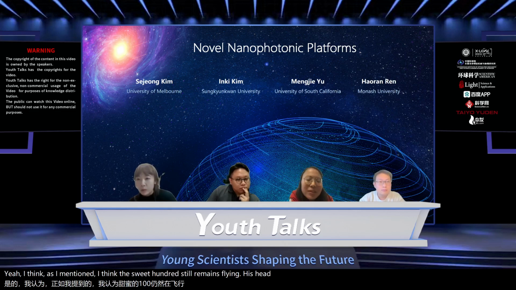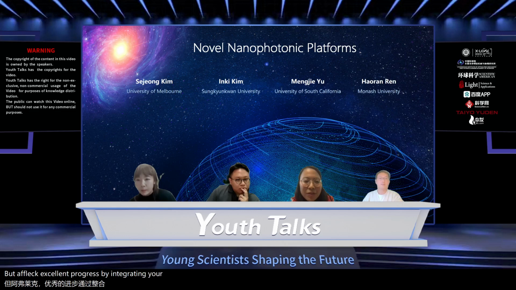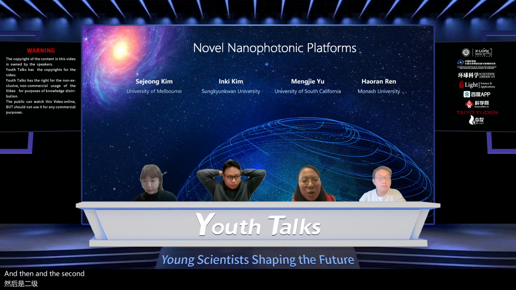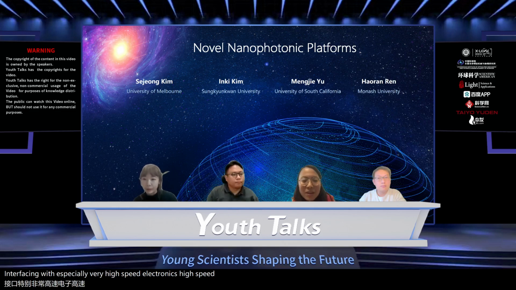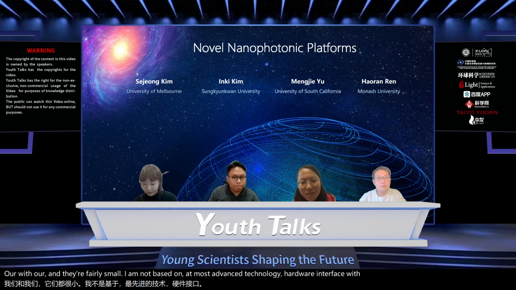One is heterogeneous integration between active and passive photonics. Each of the fields is making excellent progress by integrating or interfacing different materials, no matter on the front end, on the back end, or hybrid or heterogeneous integration. They're both very challenging. The second is the co-design between electronic and photonic devices. How do we interface with especially very high-speed electronics, high-speed ADC, DAC, which are fairly small and based on the most advanced CMOS technology? How do we interface with the orders of magnitude larger photonic devices?